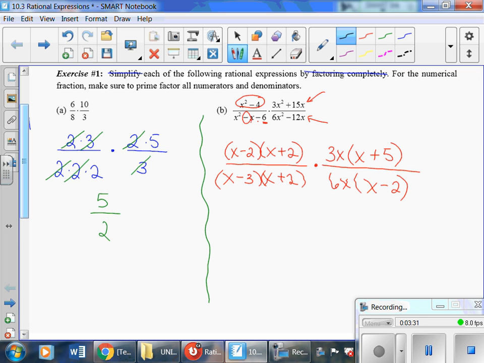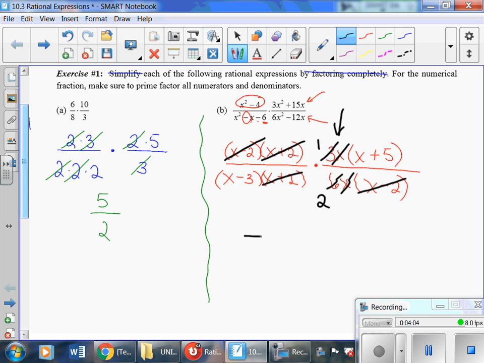So the first thing I see is this x minus 2 and this x minus 2. I see no x plus 5, but I have an x plus 2 here and an x plus 2 here. I can't do anything with the x minus 3 in the denominator and the x plus 5 in the numerator, but if you take a look right here, I can cancel out these x's, and I can cancel this out, and I have a 2 left over. Now you could rewrite the 6 as 2 times 3, but it's just as easy to see 3 goes into 3 once, 3 goes into 6 twice.